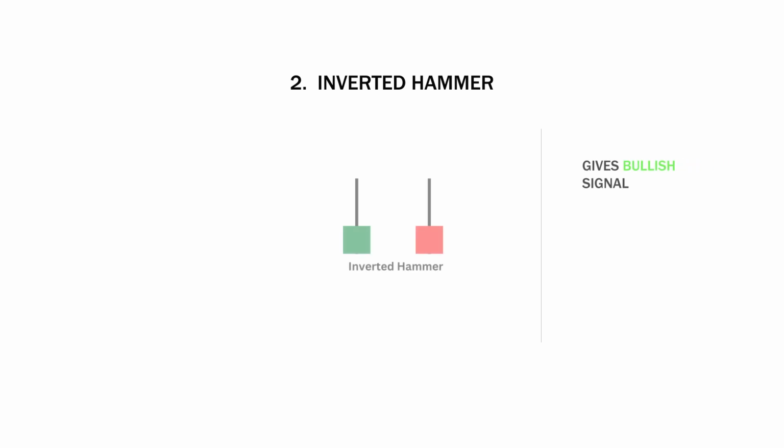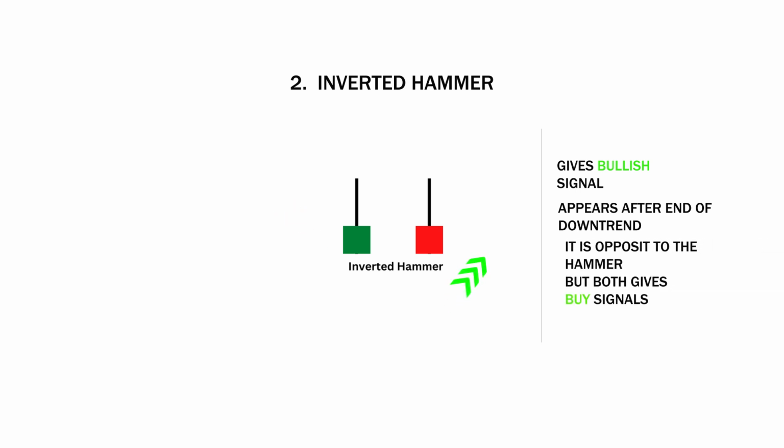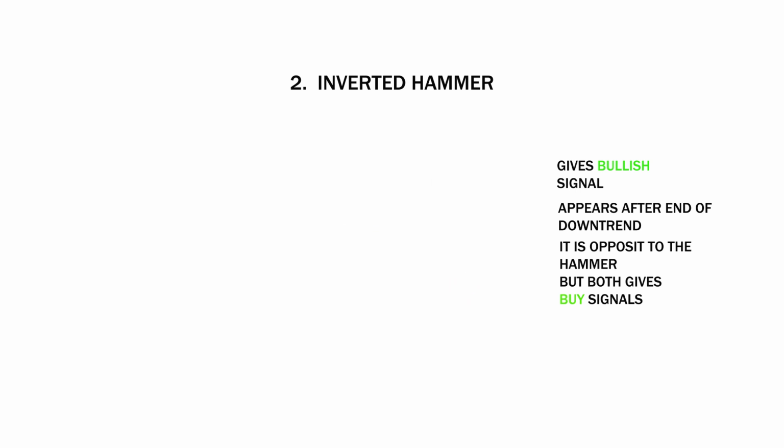Number 2. Inverted hammer. Inverted hammer is also a very important candle in Forex trading. Inverted hammer is another candlestick pattern frequently observed in Forex trading. It looks similar to a regular hammer but forms at the bottom of a downtrend, indicating a potential reversal to the upside. The inverted hammer has a small body at the bottom of the candlestick and a long upper shadow, which suggests that buyers attempted to push the price higher. The body color, red or green, both give bullish trend signals.